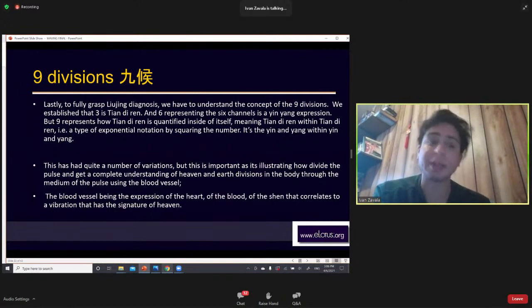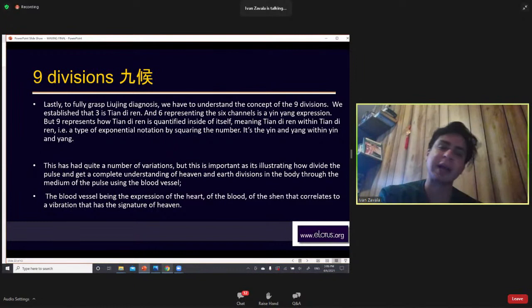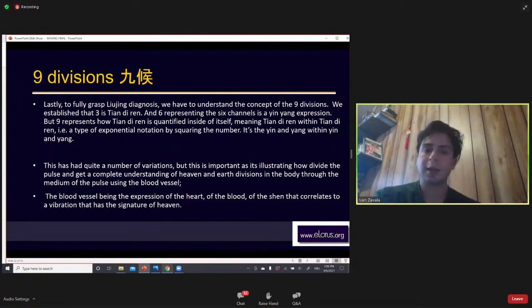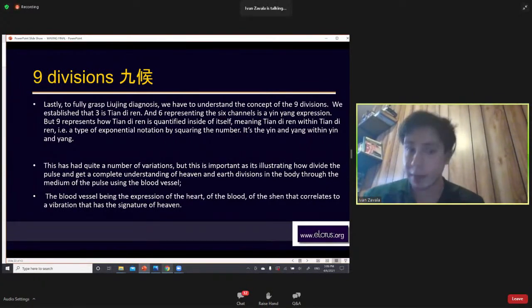It's the yin and yang within yin and yang, right? Because how you arrive at 9 is 3 times 3. How you arrive at Liujing is 3 times 2, right? 3 times 2 is heaven, earth, humanity times yin and yang, Liujing. And 9 is heaven, earth, humanity times heaven, earth, humanity, which equals 9. So this is where we quantify heaven and earth within heaven and earth.